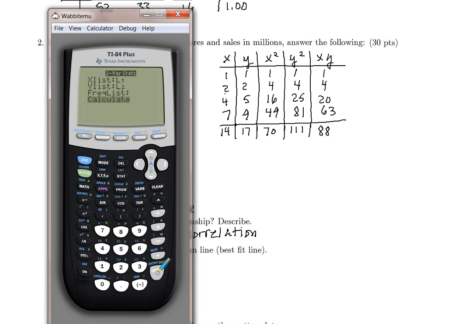If you don't get this list, press enter again. And then we can see sum of our x's, 14, right here. Sum of the x squared, 70, right here. We arrow down. Sum of the y's, 17, right here. Sum of the y squareds, 111, right here. And sum of the xy's, 88, right there. Okay, so that's looking good.